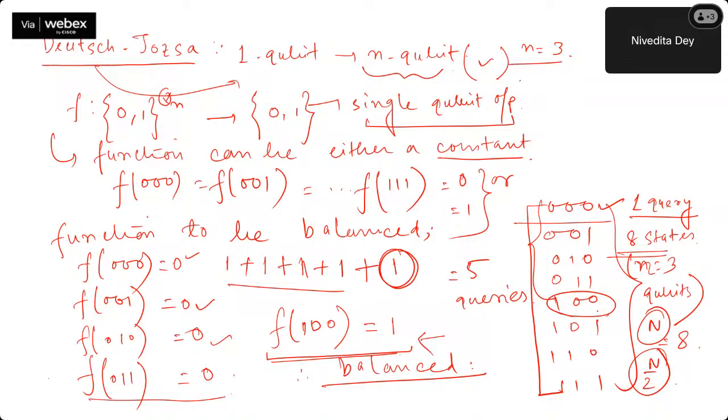But here also, if I get a 0, I will tell that since more than half is already covered, it is a constant function. Since here I am getting a 1, I will call that it is a balanced function.